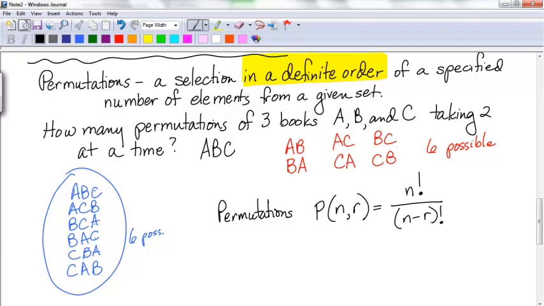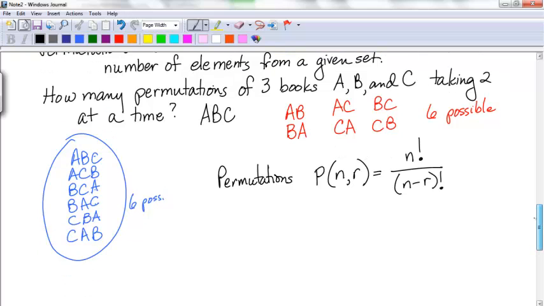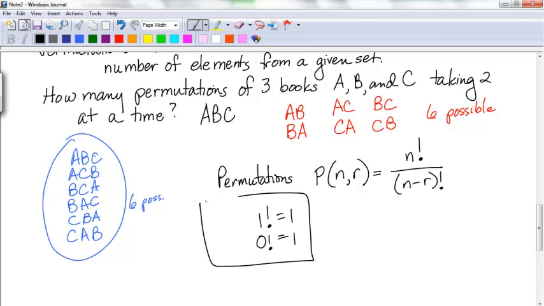Now, there's a couple things you have to know on this, and we said it earlier. 1 factorial and 0 factorial, by definition, are both equal to 1. Because you're going to end up with some 0 factorials in the denominator, and 0 factorial is not 0. 0 factorial is 1.